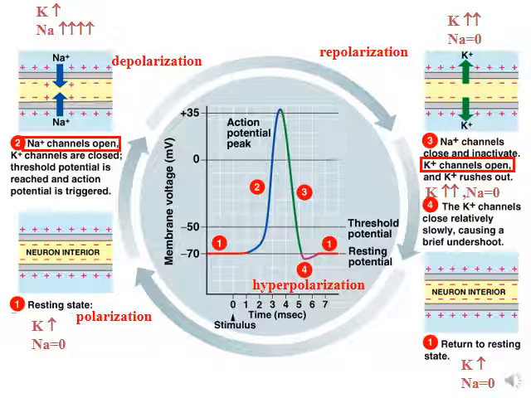These figures represent the return to the resting state polarization. Then the Na+ channels open and the K+ channels are closed in step number 2. Threshold potential is reached and action potential is triggered. Phase number 3, Na+ channels close and inactivate while the K+ channels open and K+ rushes outside. And phase number 4, K+ channels close relatively slowly, causing a brief undershoot, and they go back to the hyperpolarization, and then we go back to the resting state.